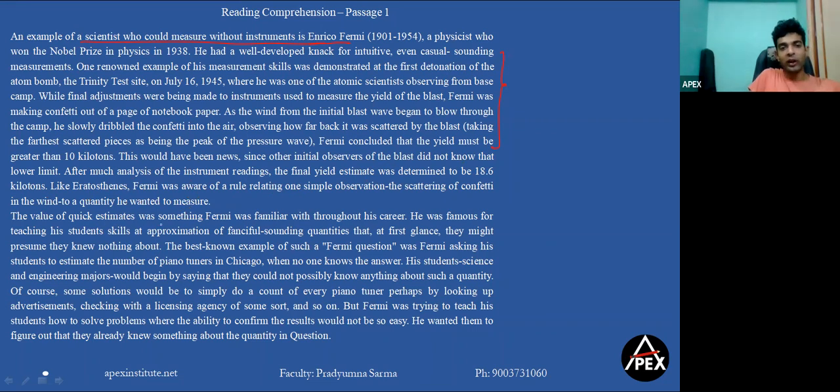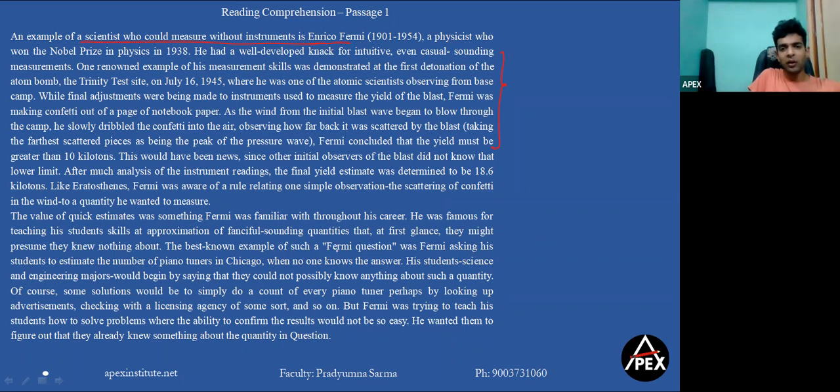The value of quick estimates was something Fermi was familiar with throughout his career. He was famous for teaching his students skills at approximation of fanciful-sounding quantities that at first glance they might presume they knew nothing about. That means that even without knowing anything about it, you can make an educated guess about something that is there.